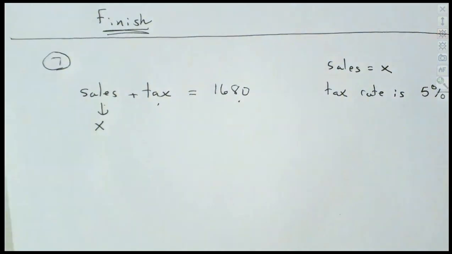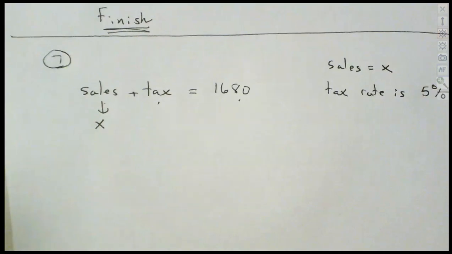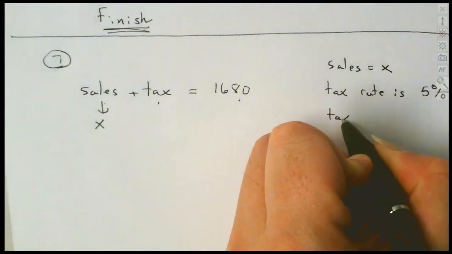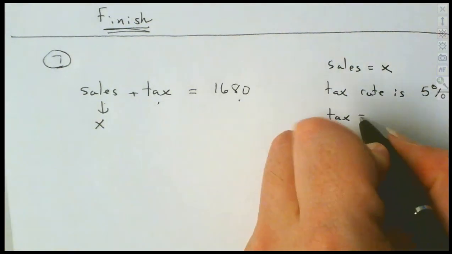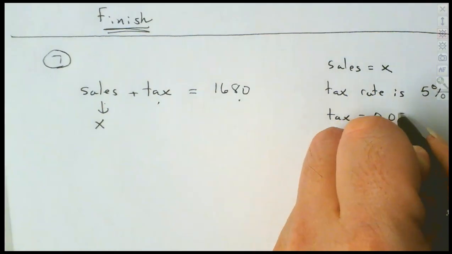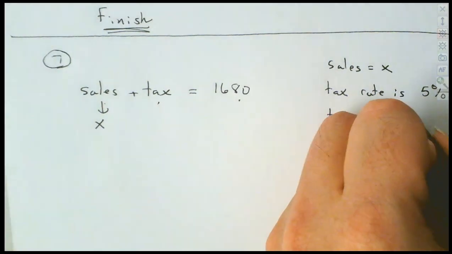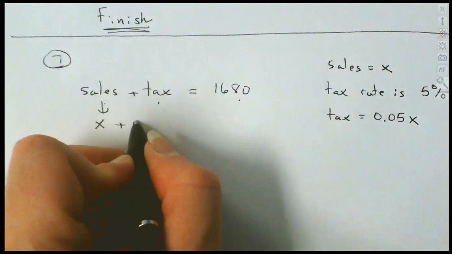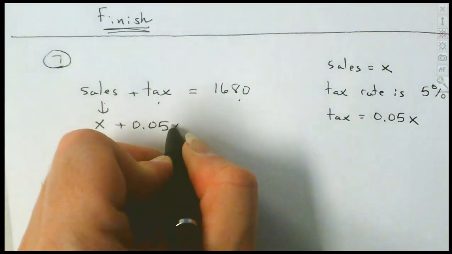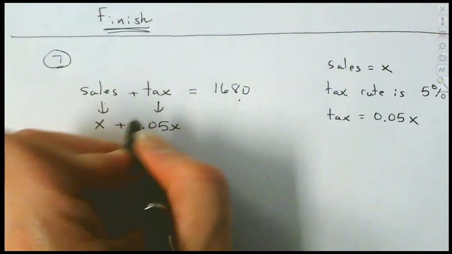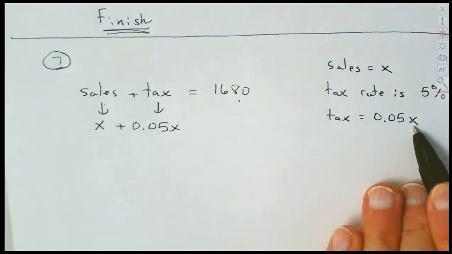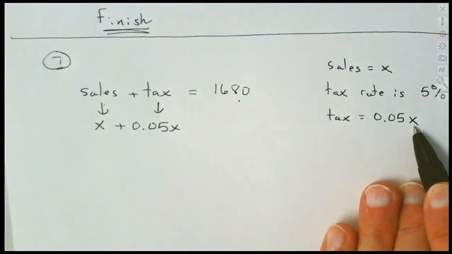So how do I find my tax that I'm charged? Well, the more money I spend, the higher the tax value is. So how do you find the taxes? Now your taxes are going to be 0.05 times X. Why is it times X? It's times X because X represents how much you spent. So that's the cost of the item.